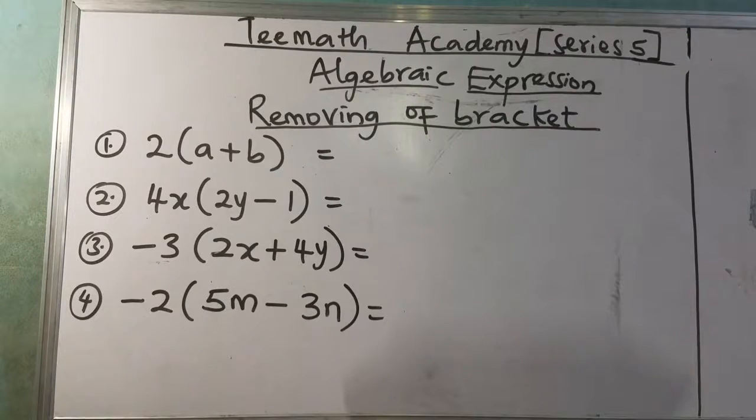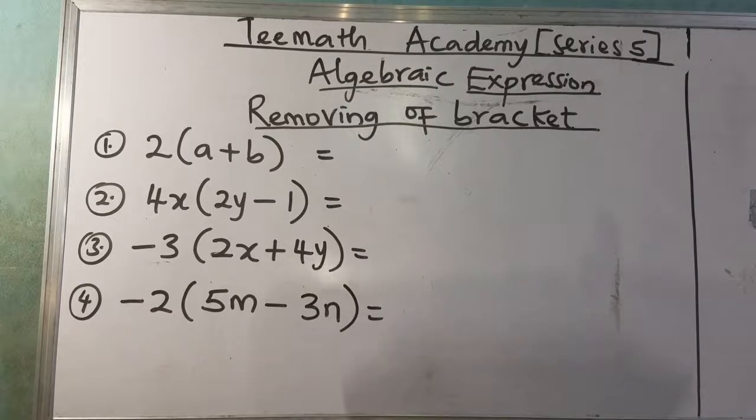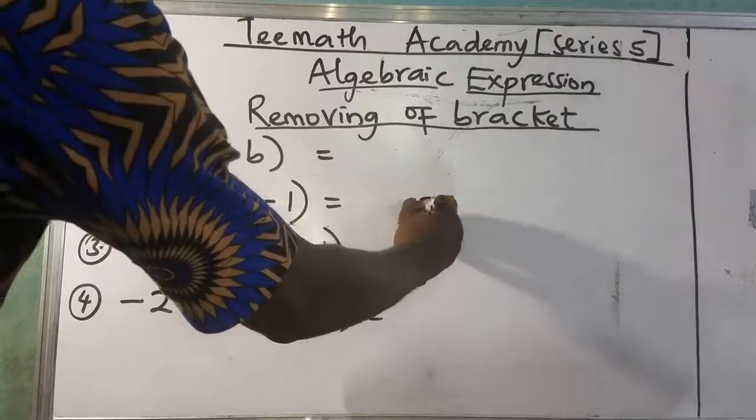This is our series 5 and today we move straight to algebraic expressions. The first thing we're starting with here is removing the bracket. We want to learn how to remove the bracket. In our first example we have 2 bracket a plus b, close the bracket. Now in this case, when you want to remove the bracket, this is how to do that.